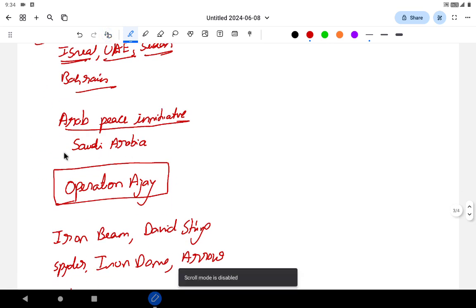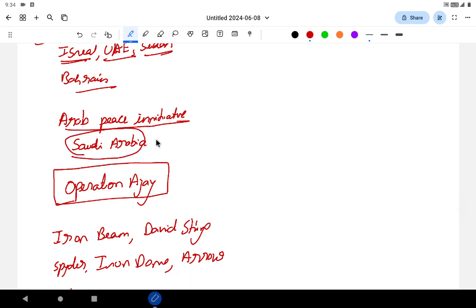Then we have the Arab Peace Initiative, led by Saudi Arabia. Saudi Arabia is the first Arab country, first Middle Eastern country, I think, to establish a diplomatic relationship with Israel, and Saudi Arabia led the Arab Peace Initiative. Next very important thing is Operation Ajay. During the recent conflict of Palestine and Israel, India started an operation to safely bring back Indians from Israel, called Operation Ajay.